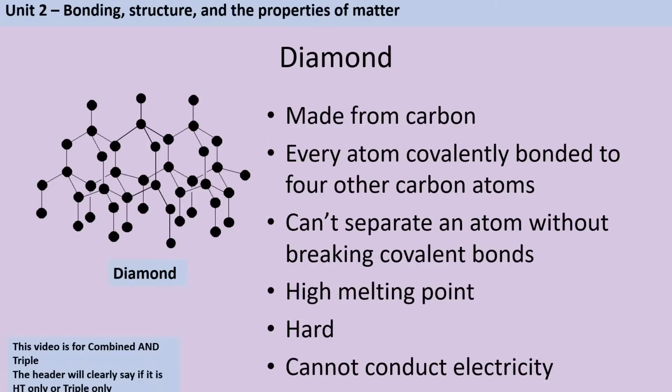So first up, diamond. It's made from carbon. Every one of the carbon atoms is bonded to 4 other carbon atoms, so you can't separate out one atom without breaking the bonds. So the whole of the diamond is one big molecule. Silica is silicon dioxide, so it's a compound containing silicon and oxygen, whereas silicon is just the element.